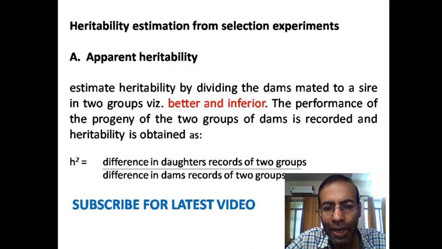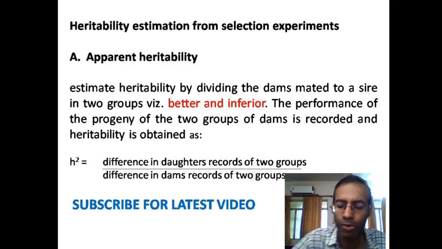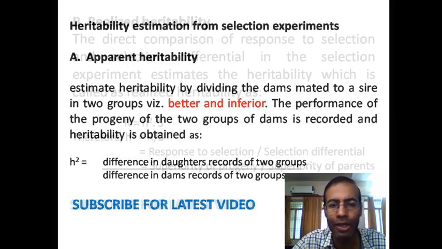We will get two groups of daughters, one group from better dams, one group from inferior dams. So heritability is the ratio of difference in daughters' record of two groups divided by difference in dams' record of two groups. This is the apparent heritability.